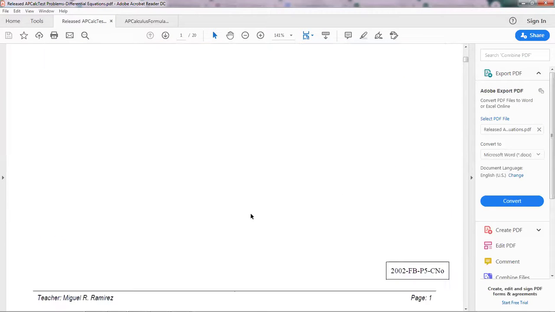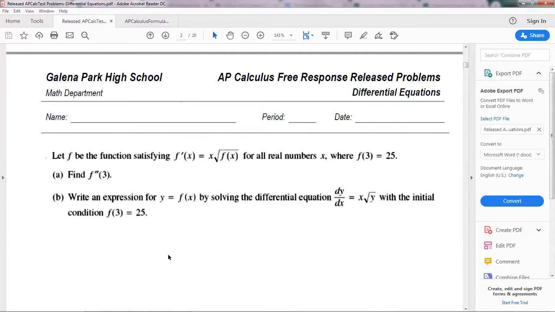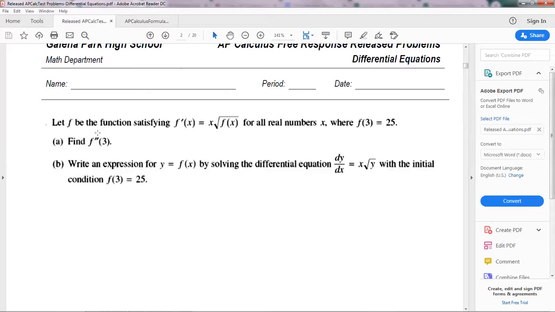So, share screen. Next problem. Yep, it's pretty much the same. Let f be the function satisfying f prime equals x square root of f(x) for all real numbers x, where f(3) equals 25. Find f double prime of x at 3, and then write an expression for the solution by solving the differential equation, this one, with the initial condition f(3) equals 25. You think you can begin this on your own?